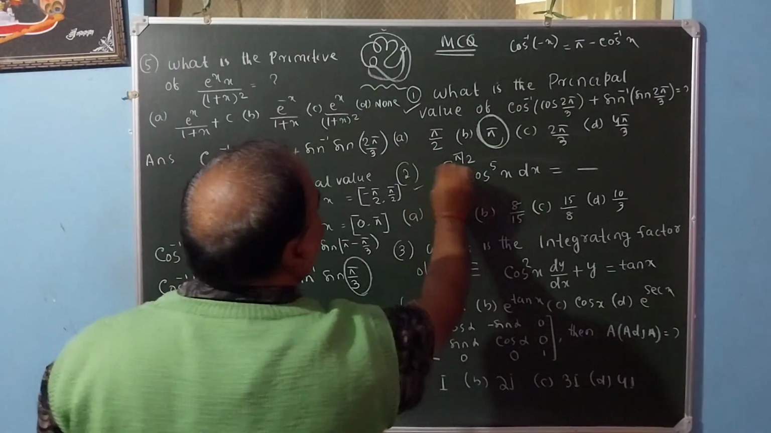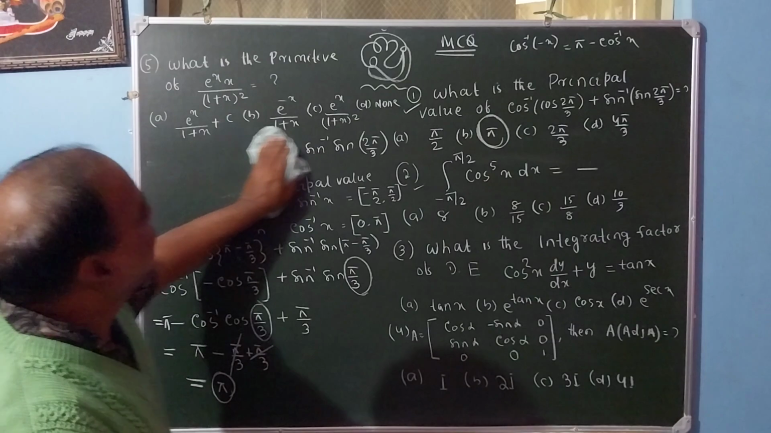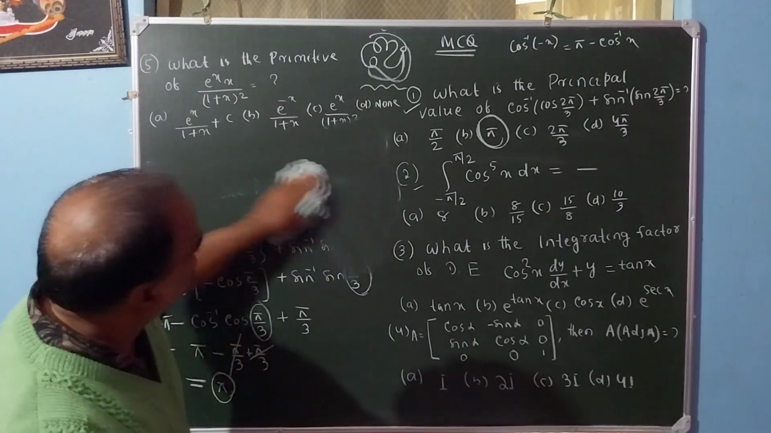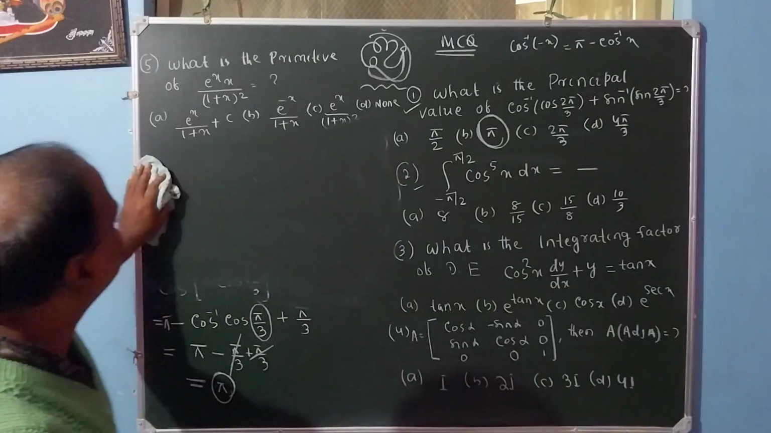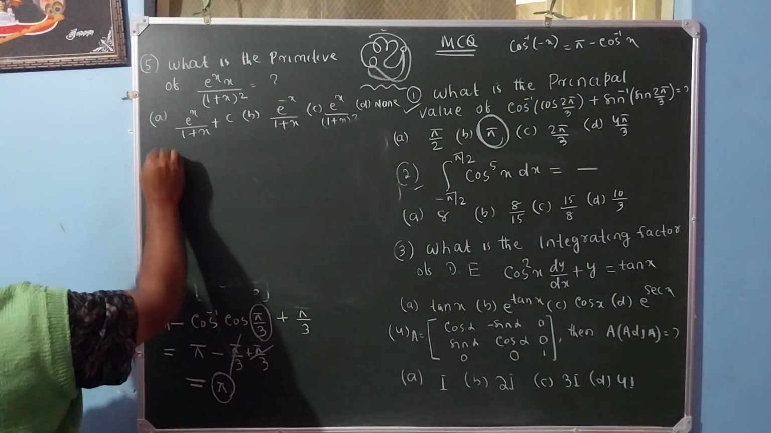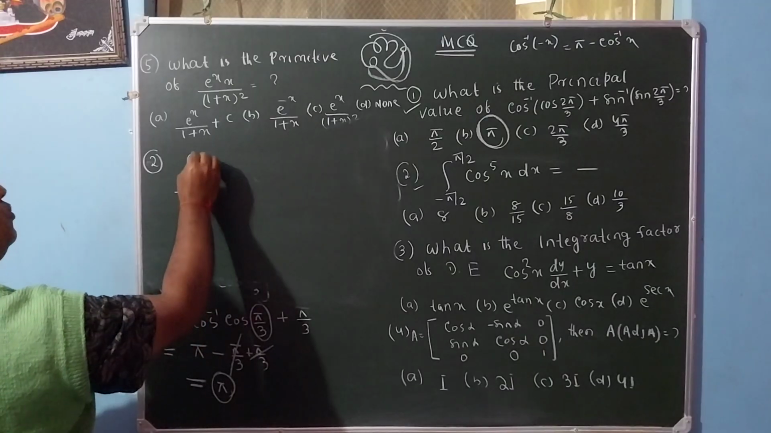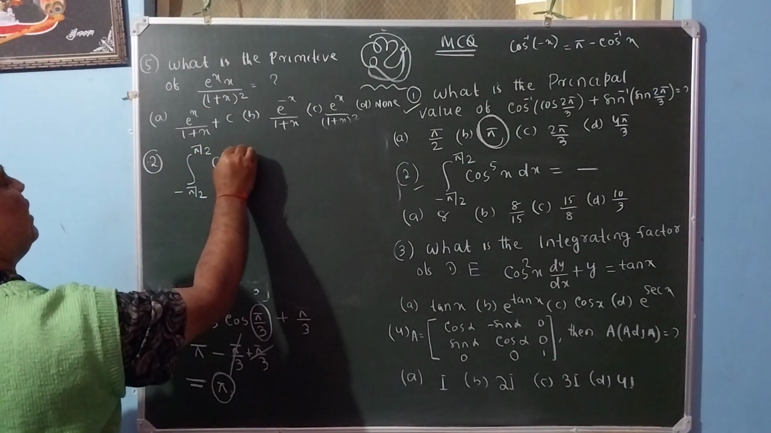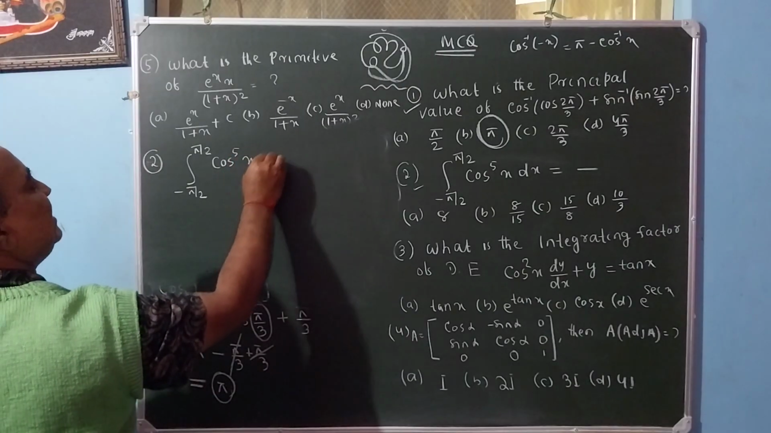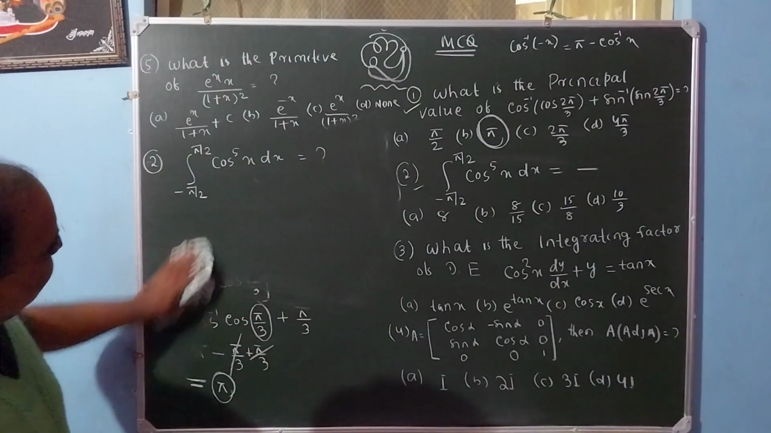Now let us take question number 2. Write down question number 2. Integration from minus pi by 2 to pi by 2 of cos to the power 5 x dx. What is the value?